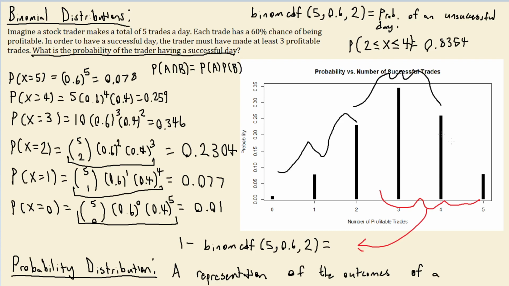Or if you prefer to think about it in this way, the sum of all of these bars is equal to 1. If we subtract off the sum of the first 3 bars, we'll be left with the sum of the last 3 bars. And the sum of these last 3 bars is the probability of the trader having 3, 4, or 5 profitable trades in a single day. And that is our condition for the trader to have a successful day. And so all of these are different ways to approach the same problem that could allow us to arrive much more quickly at an answer than if we were having to do all this mathematics every single time.